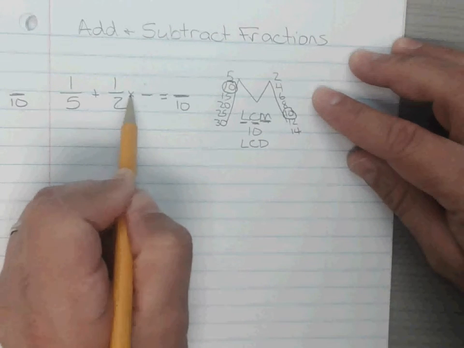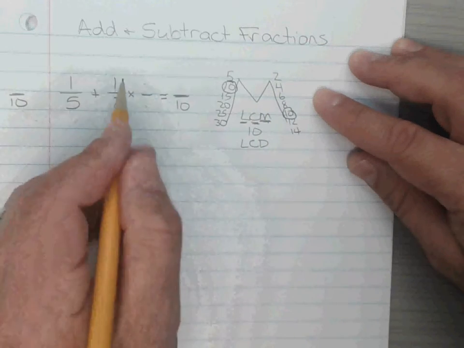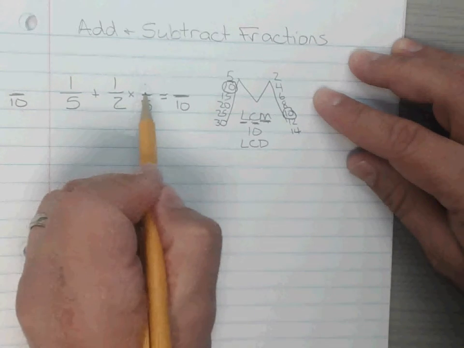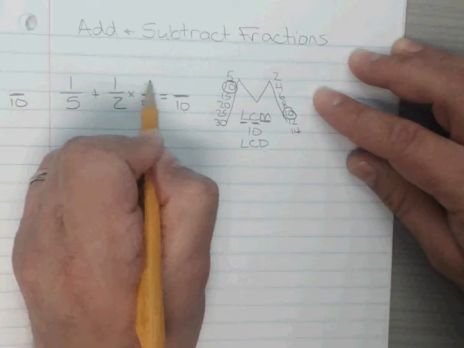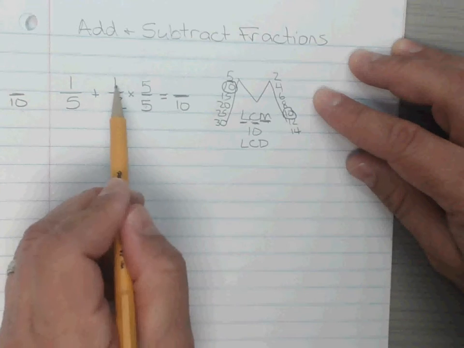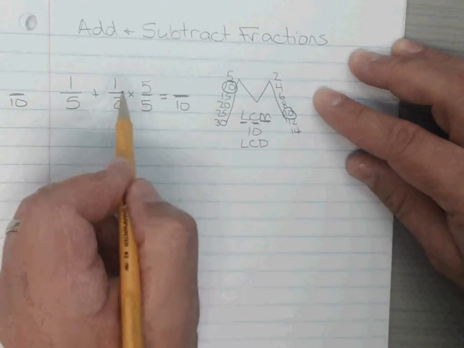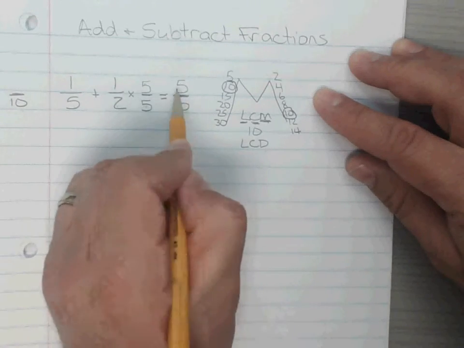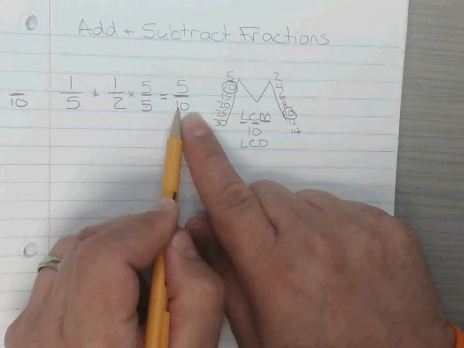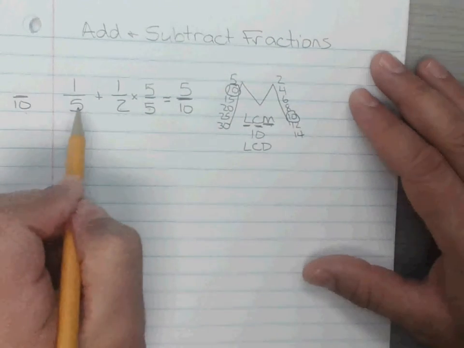So 2 times what equals 10? Well, I know that 2 times 5 equals 10. So whatever I do to the denominator, I have to do the same up here in the numerator. So I'm going to multiply by 5. And there's my whole that I was talking about, 5/5. So 1/2 times 5/5 will give me an equivalent or equal fraction. So what's 1 times 5? 5. Well, and that kind of makes sense because 5 is half of 10, which means 5/10 is equal to 1/2.